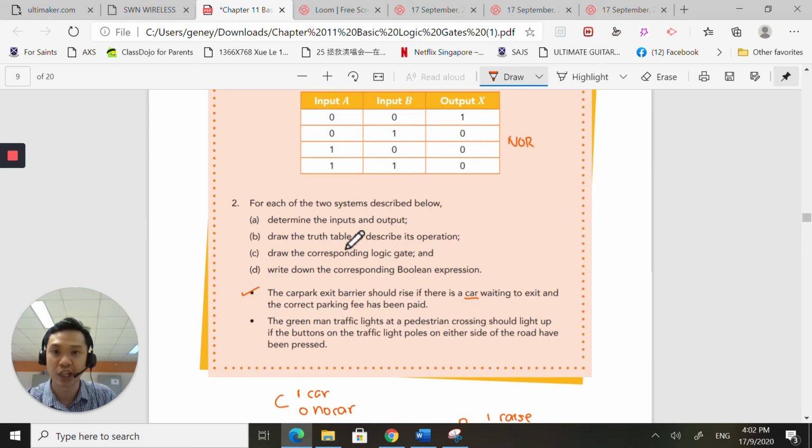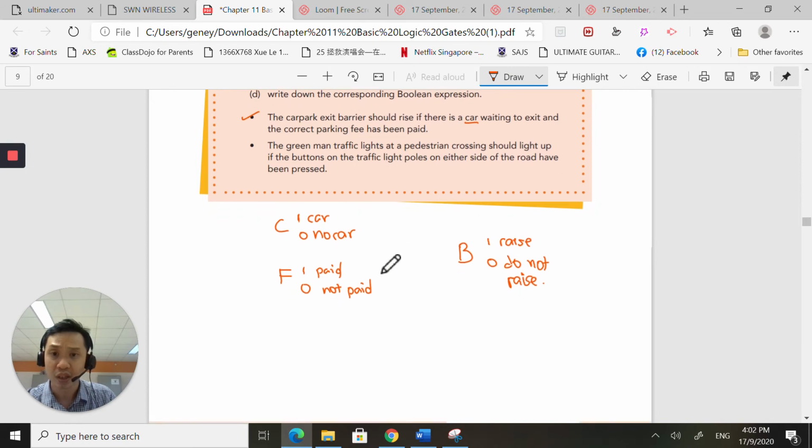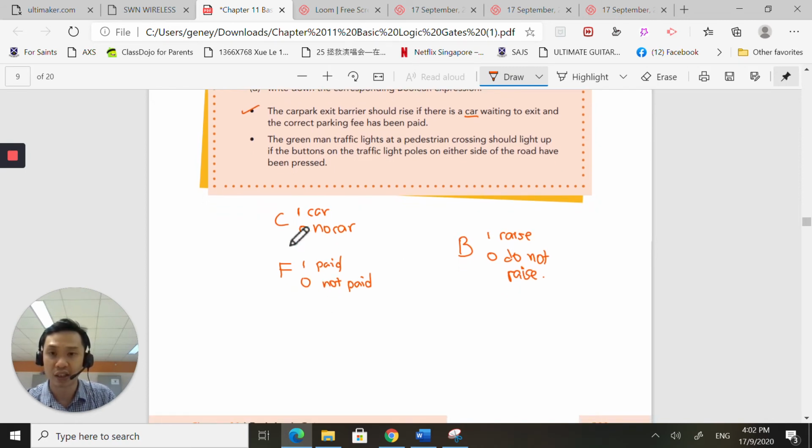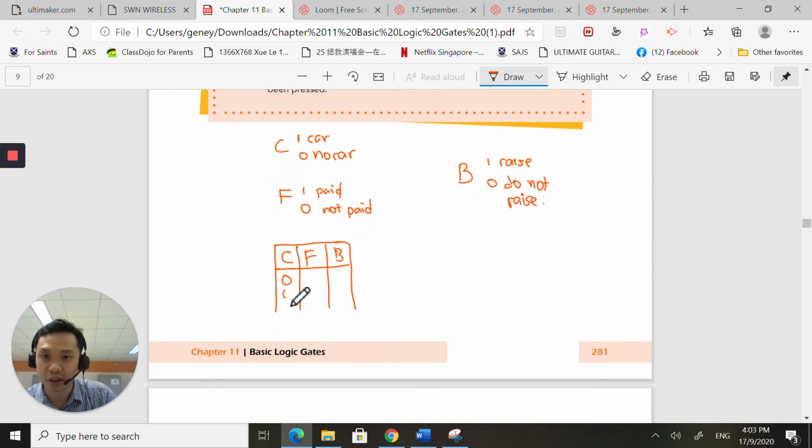I'm going to draw the truth table. So there are two inputs. The first input is C, the second input is F, and the output is B, the barrier. So same thing, remember the pattern: 0, 0, 1, 1. And the next is 0, 1, 0, 1.